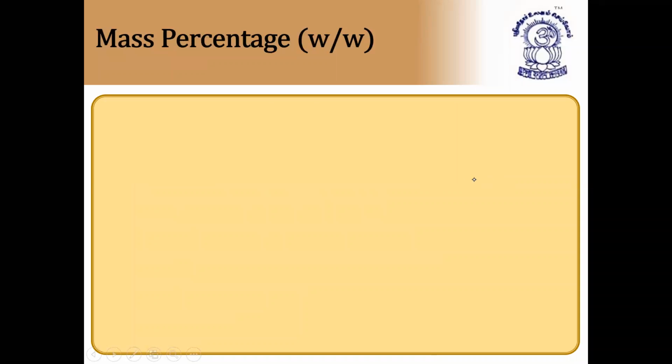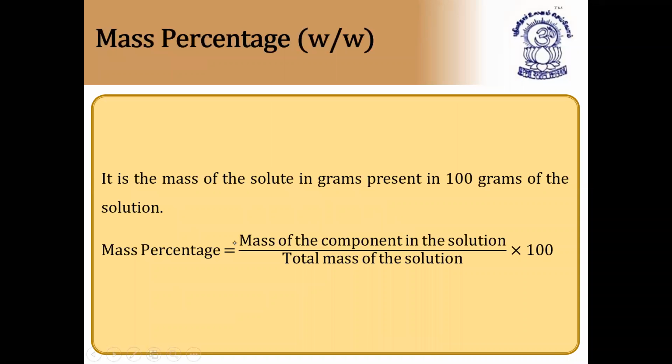So now coming to mass percentage, weight by weight percentage. It is the mass of solute present, in grams, in 100 grams of the solution. So mass of the component in the solution by total mass of the solution into 100. You have to note down the formula. Mass percentage is equal to mass of the component of the solution by total mass of the solution into 100. So I hope it is clear.